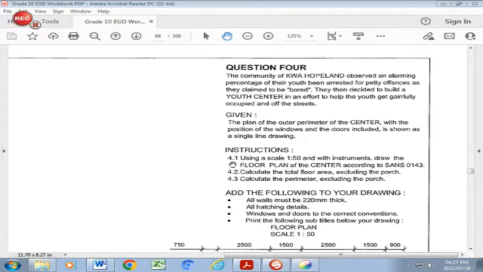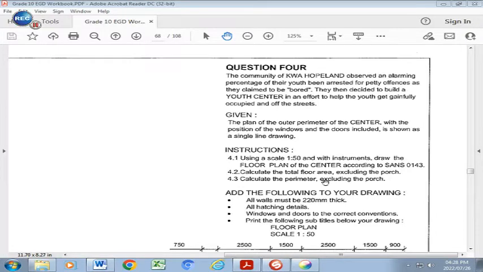which is a general scale that we normally use from grade 10 to grade 12 in all our civil drawings, and to have the assistance of instruments to draw a floor plan of the center in accordance with the SANS 0143. That's the standard of drawings that we need to comply with. 4.2, after that you will have to calculate the total floor area excluding the porch.